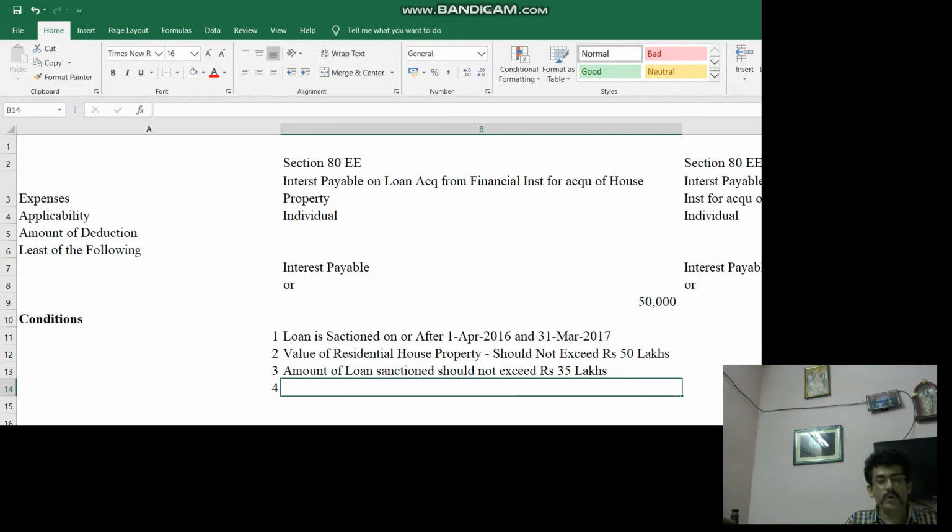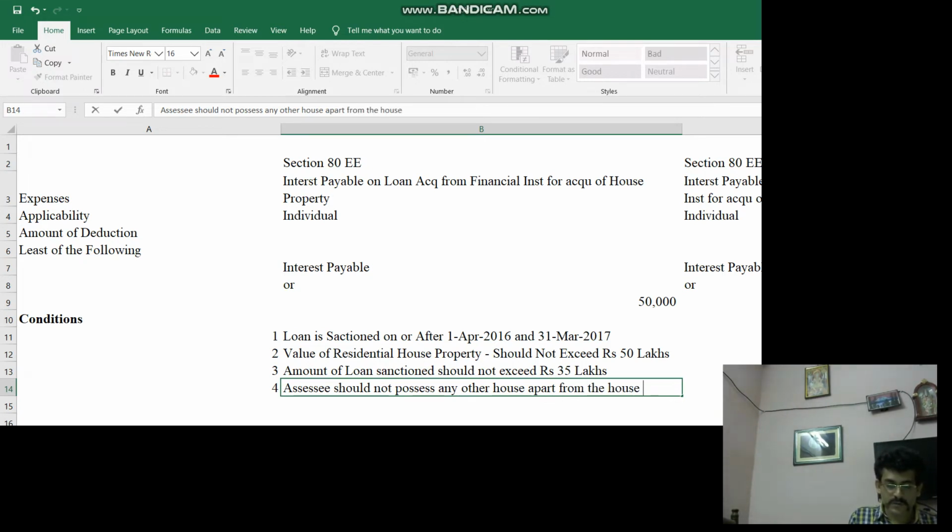SSC should not hold any other house property other than this new house. SSC should not possess any other house apart from the house acquired. That's what are the 4 conditions.